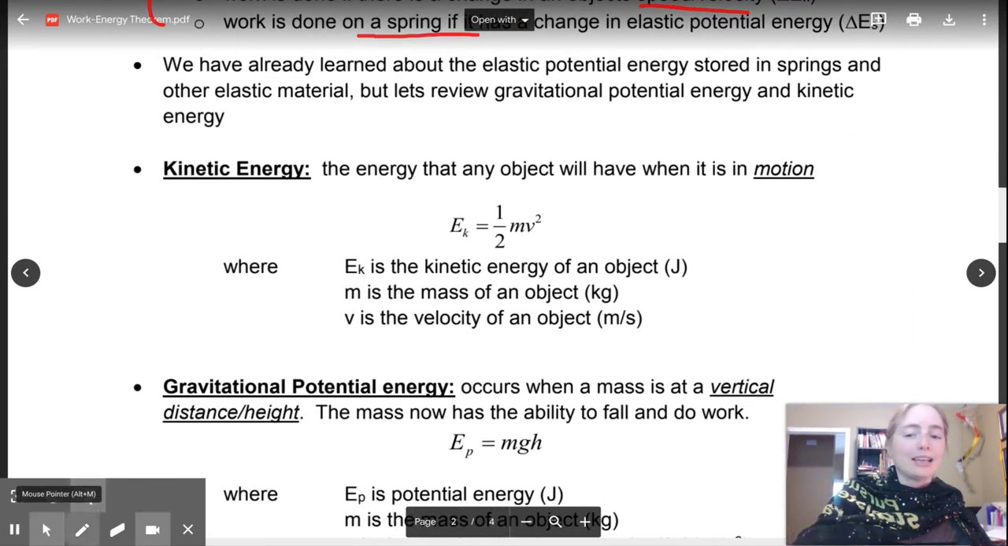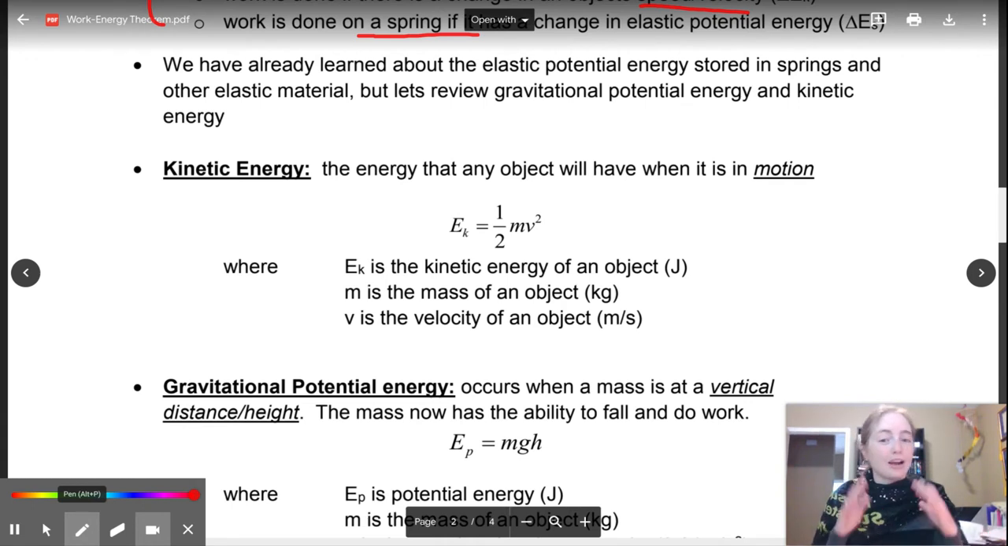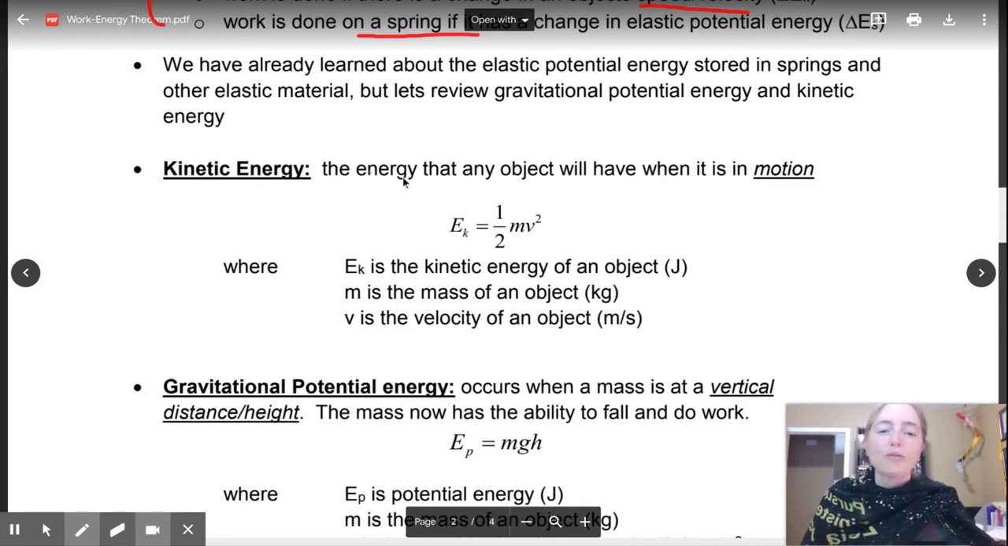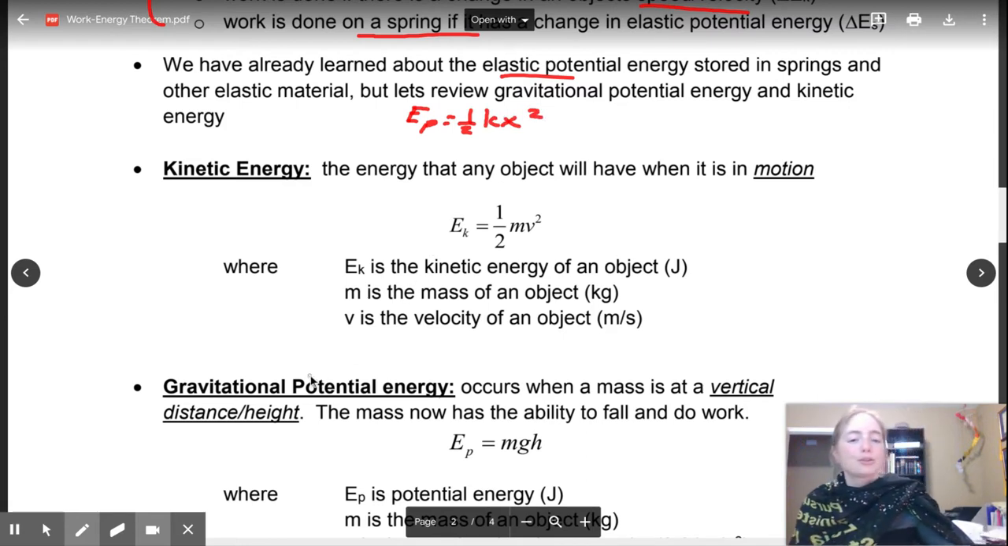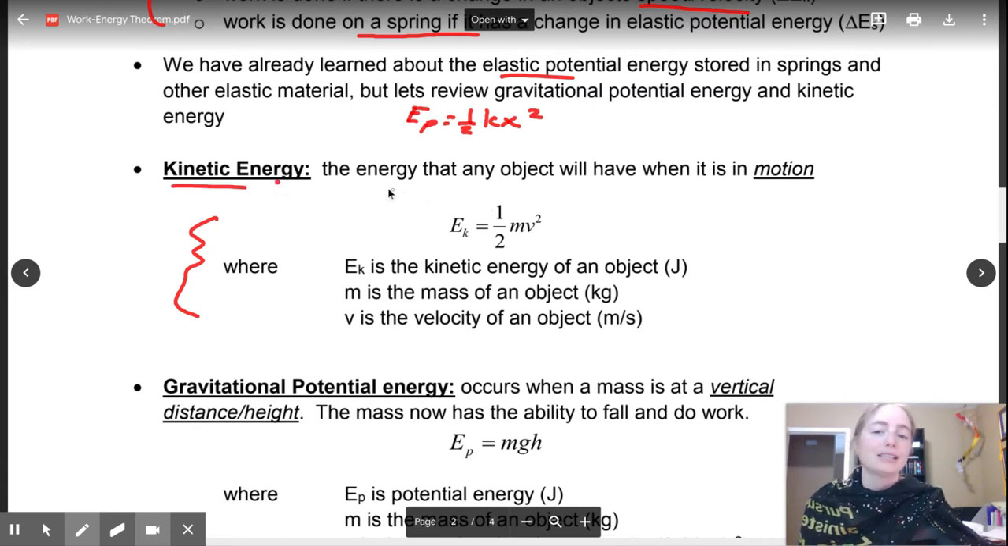Now in Science 10, you will have already learned about the different types of energy, kinetic and potential. You will have already seen these, so I do kind of expect you to recognize these equations from last year. We've already talked about elastic potential energy, where E_p is one half k x squared. So these equations are going to be review for you from last year. Kinetic energy is the energy of an object that is in motion.